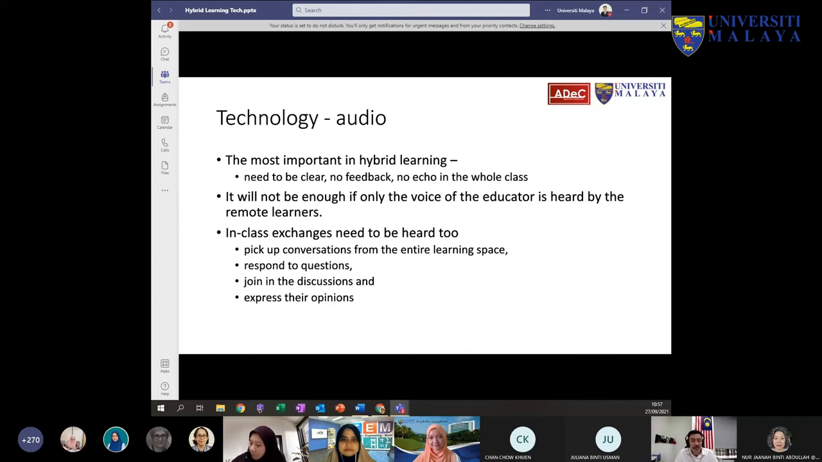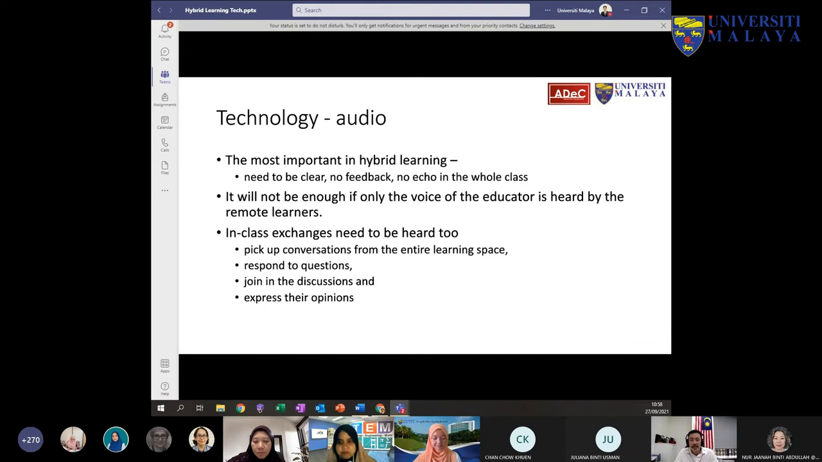So the lecturer can be sitting in front of the class. The lecturer can be standing in the middle of the class, and the students can be sitting anywhere, but the microphone or the audio must be able to pick up those conversations. Okay, and it is not enough if you only hear the sound of the educators, the lecturers, because in learning, the social aspect, the social engagement is very, very important. So in-class exchanges will need to actually be heard as well, so that people can respond to questions, people can join in the discussion.